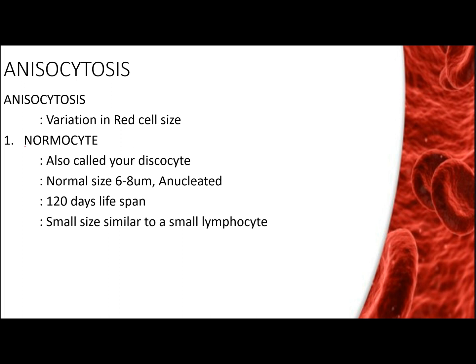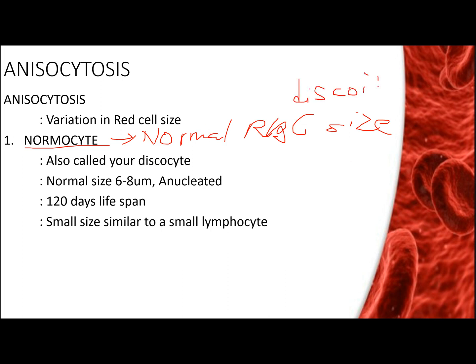Now, the first type of anisocyte class, or the first variation in red cell size, is your so-called normocyte. Normocyte, class, would refer to your normal RBC size. And as you all know, your RBC would appear like a discoid cell, and they are often called discocytes. Normal size of 6 to 8 micrometer in diameter. They are enucleated, meaning they don't have a nucleus. It has a 120-day lifespan and has a small size, similar to that of a small lymphocyte.